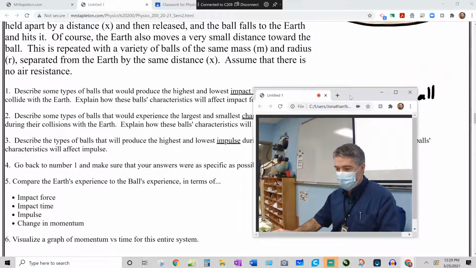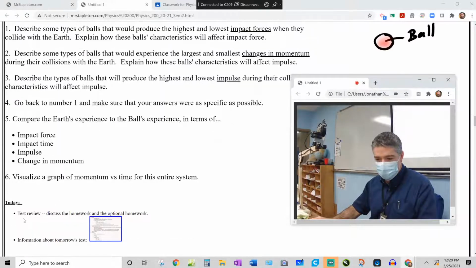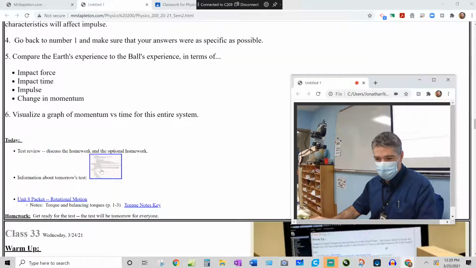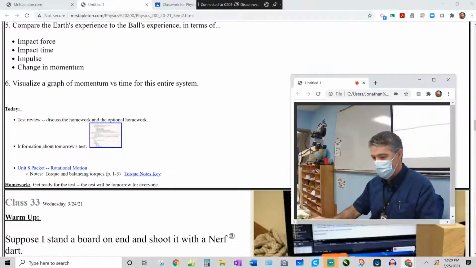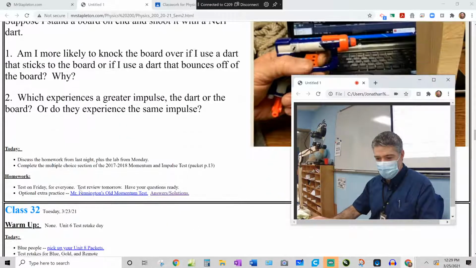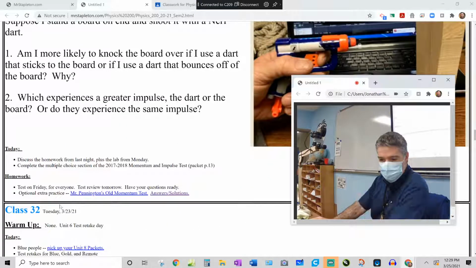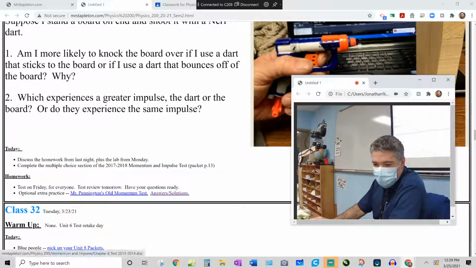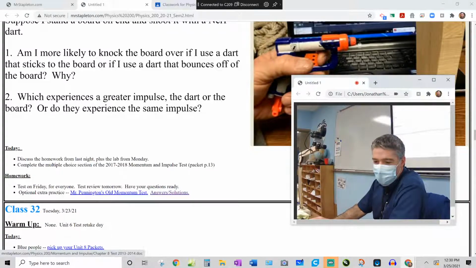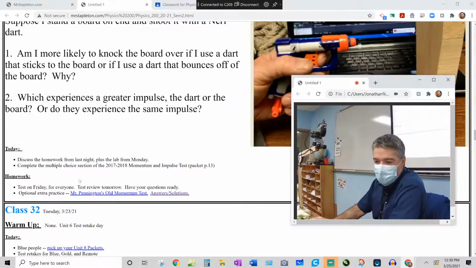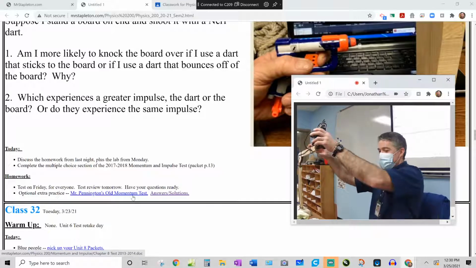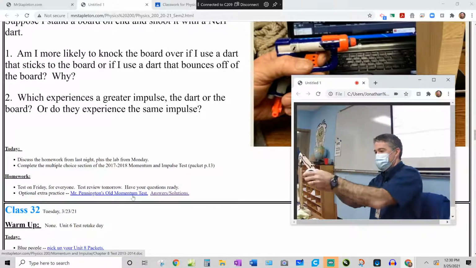All right. Plan for today. Test review. Well, we need to go over the homework. I think I assigned the rest of the problems for... actually, did I? I really didn't assign anything except optional. No. Multiple choice. I didn't put it on here, but yeah, multiple choice. You were supposed to do the multiple choice section of Mr. Pennington's old test. So let's just talk about that first in case anybody has any questions about it.